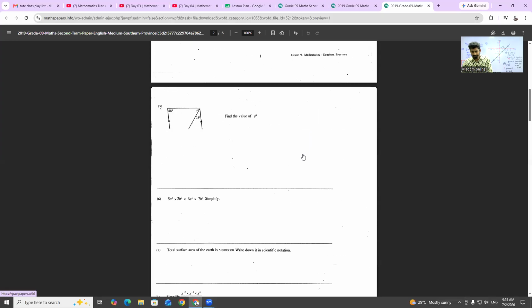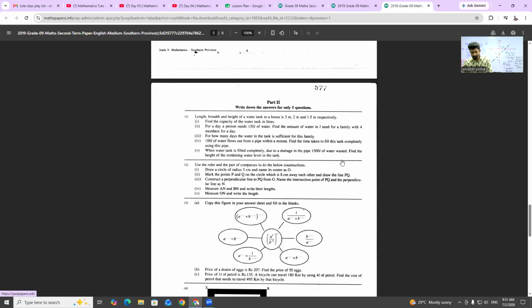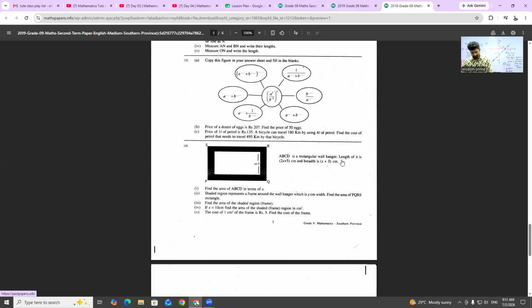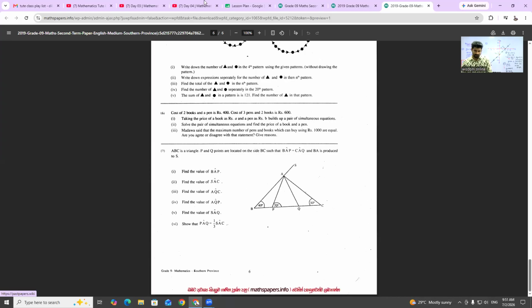Southern Province. Southern Province නෑනේ ළමයි. No questions related to Southern Province.